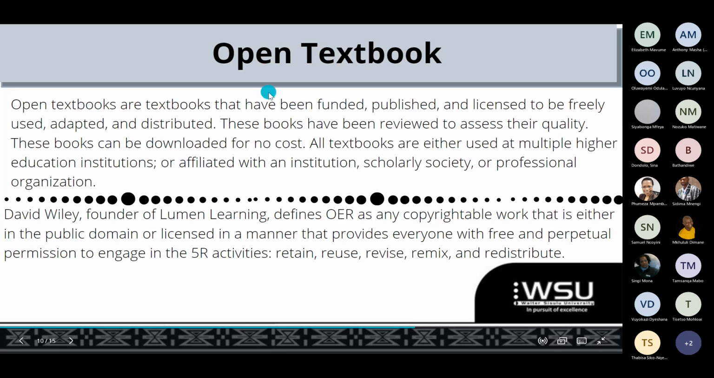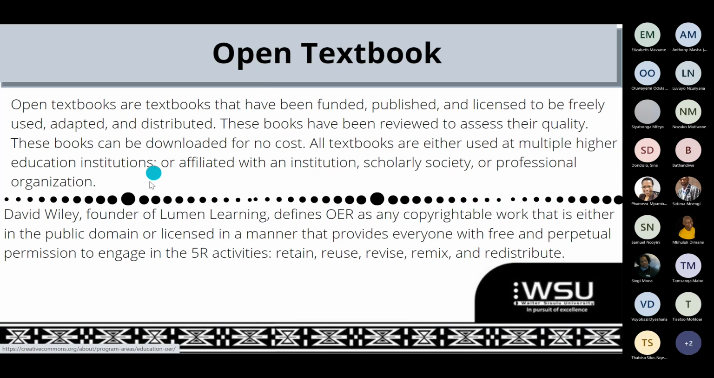Okay, then let's move on to the open textbook. Open textbooks are textbooks that have been funded, published, and licensed to be freely used, adapted, and distributed. So these books have been reviewed to assess their quality. These books can be downloaded for no cost. I think we understand, colleagues, how expensive ebooks are. Ebooks are so expensive.